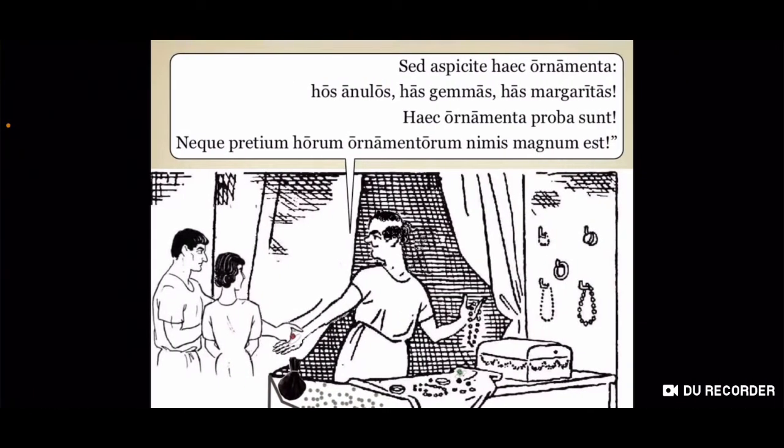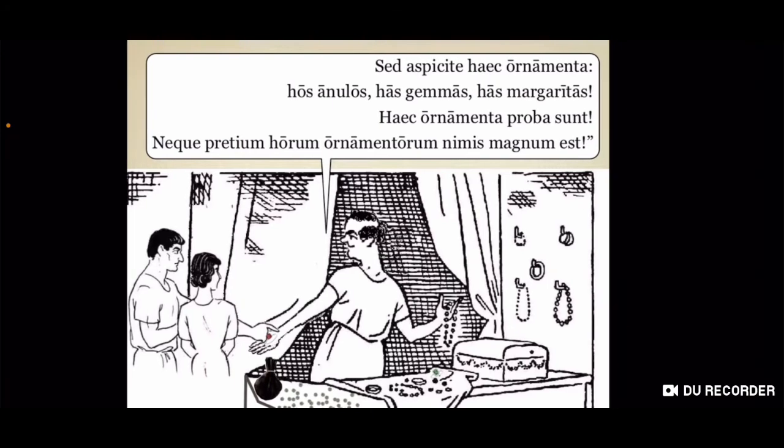Sed aspicite haec ornamenta. But look at these jewelry. Hos, anulos, has gemas, has margaritas. This ring, that jewel, these pearls. Haec ornamenta proba sunt. These are good jewelry. Neque pretium horum ornamentorum nimis magnum est.